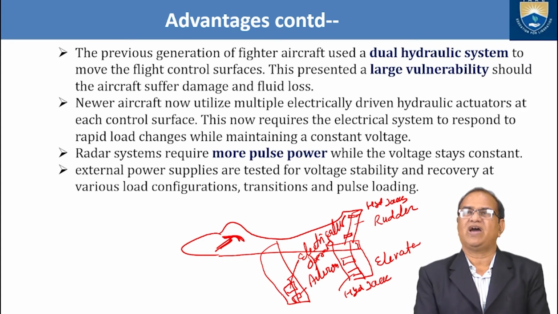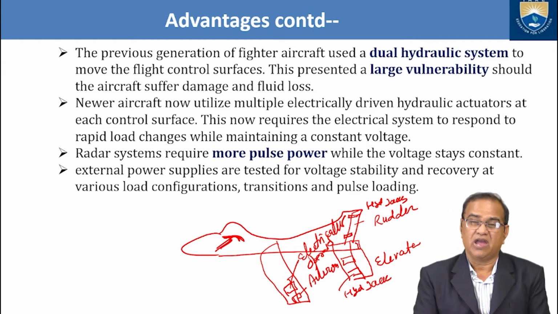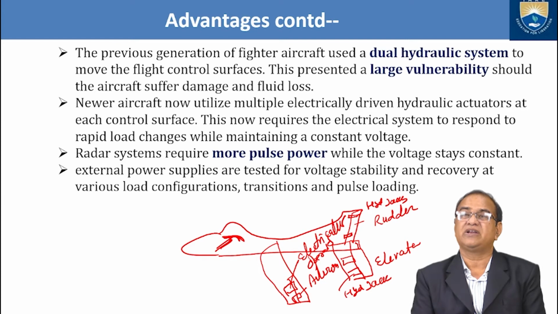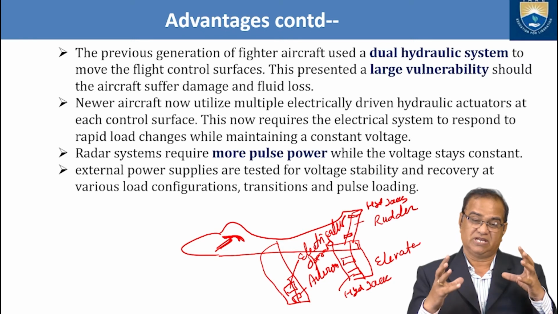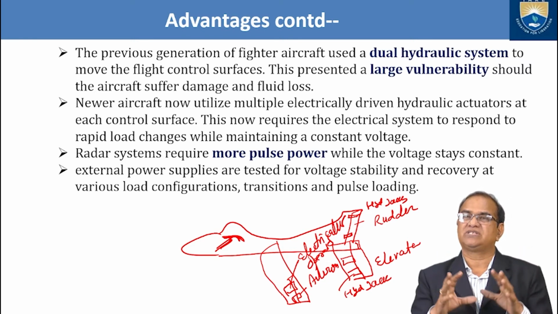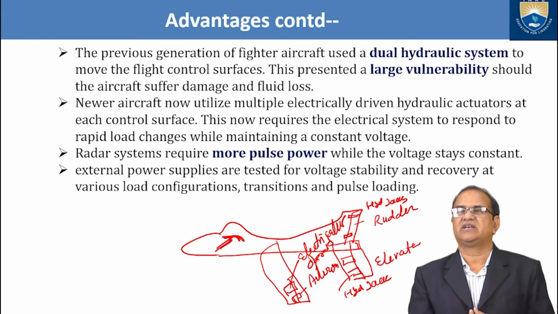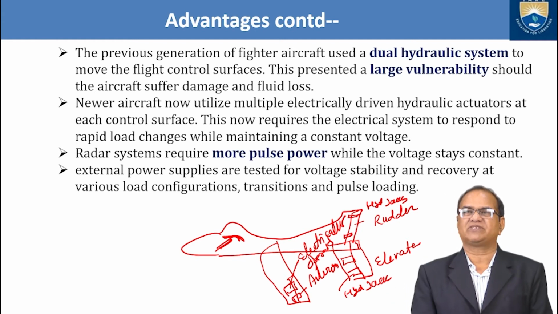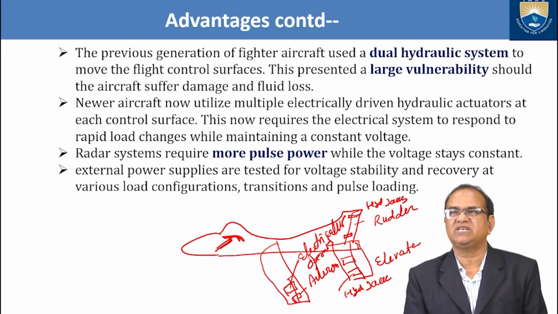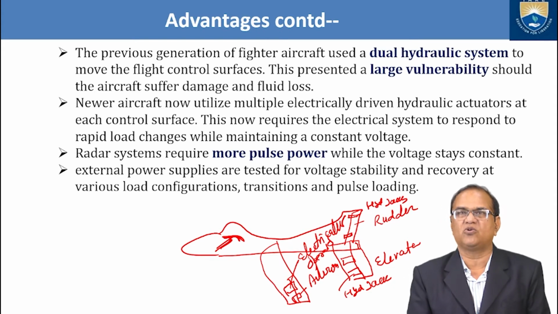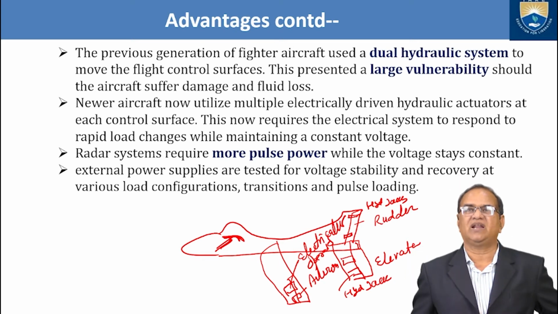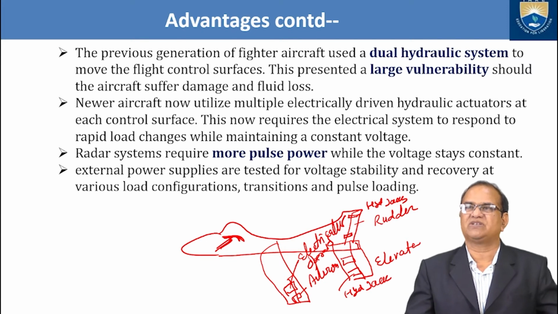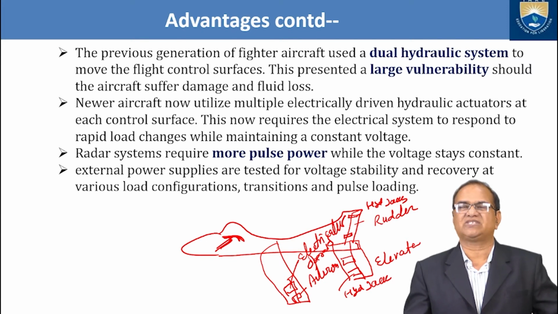Radar system requires more pulse power. Every aircraft has a radar, and since radar needs more pulse power, the voltage should still remain constant. However, this radar and all will generate the power. External power supplies are tested for voltage stability and recovery at various load configurations, transitions, and pulse loading.